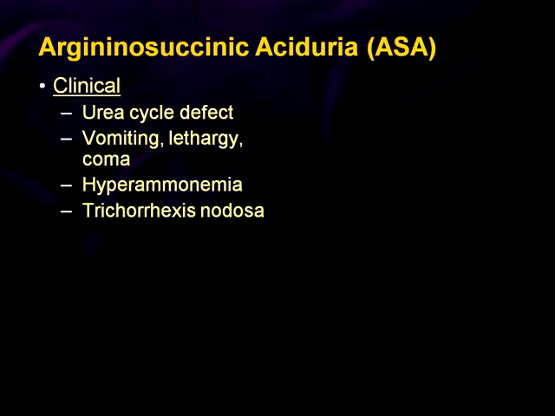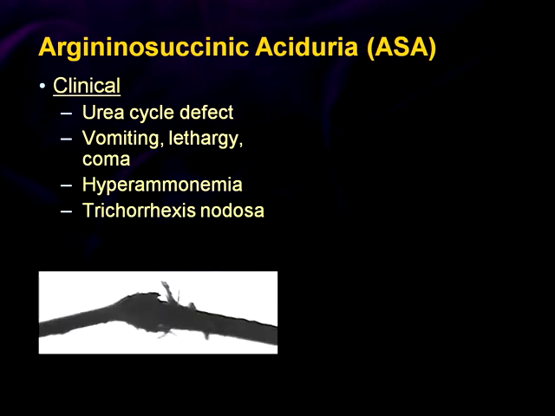Arginosuccinic aciduria, or ASA, urea cycle defect, vomiting, lethargy, coma, high ammonia, and this one has a hair finding, trichorrhexis nodosa. So you get these little bulbs on the hair and this breaking. So you can pluck a hair, go look under the handy-dandy microscope, if anybody still has one of those in clinic, and be able to make your diagnosis without a fancy plasma amino test.